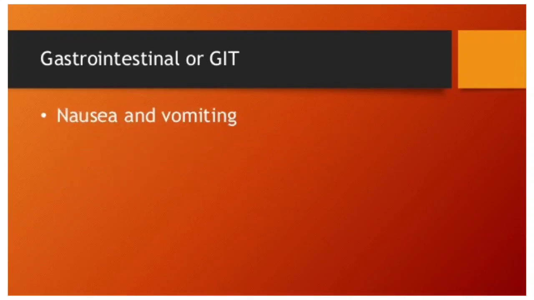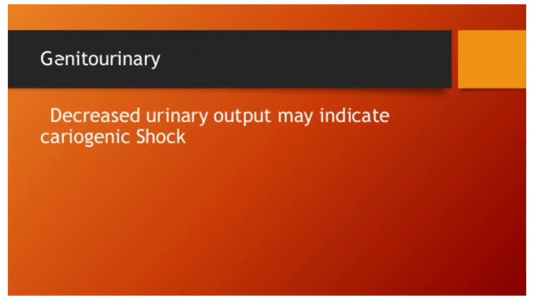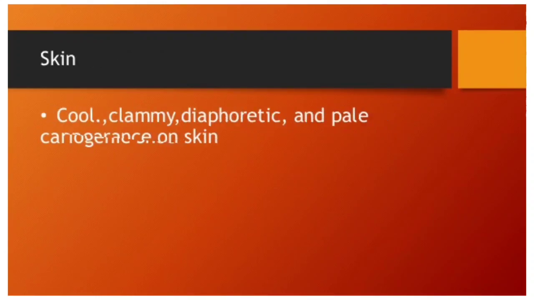Now, the GI tract. What will happen in the GI tract? Nausea and vomiting. Genitourinary: decreased urinary output may indicate cardiogenic shock. Now, skin. The skin will become cool, clammy and diaphoretic. Diaphoretic means sweating. Sweating will be seen in this type of patient, and a pale appearance of the skin.